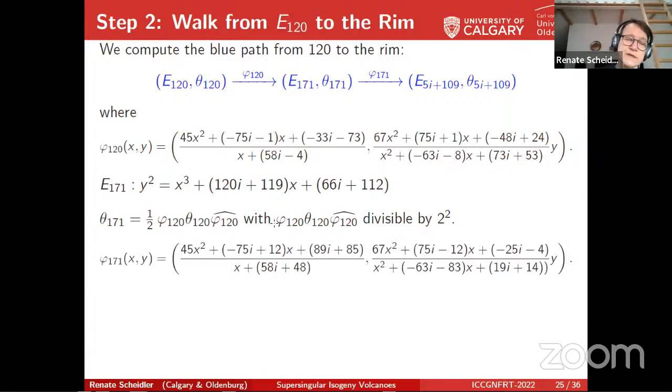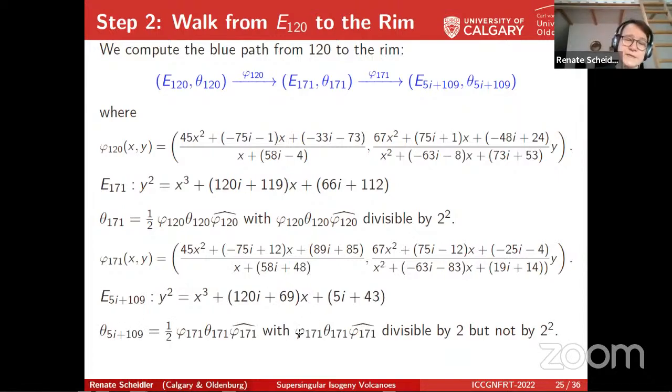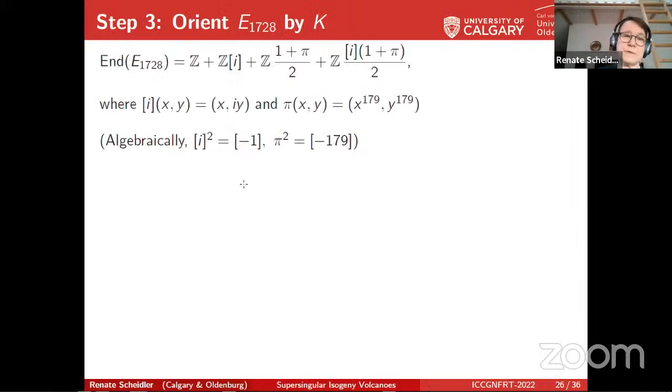Next isogeny is this, next elliptic curve is this, next endomorphism is this, and lo and behold, this thing is divisible by 2, but not by 2 squared. When you divide it by 2, you have no more 2's in there, so this is at the rim. So now we're at the rim. This is the blue path that we walked up. And this is all done with standard tools, composing endomorphisms and Vélu formulas and so on.